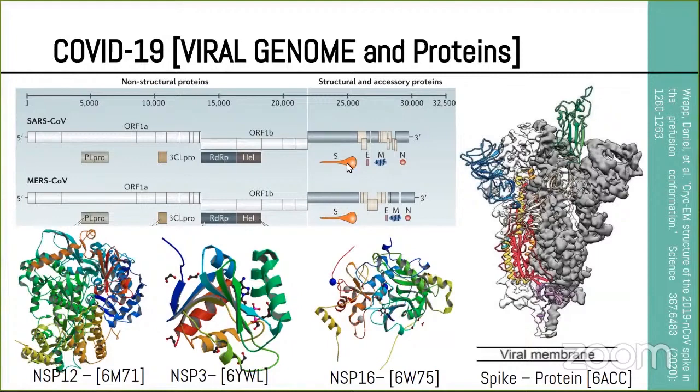The spike protein was crystallized, an EM crystal structure done in March, and it was published in Science journal. I have given the link here. It is a crystal structure of the spike protein, and the spike protein is almost similar to that of SARS coronavirus.